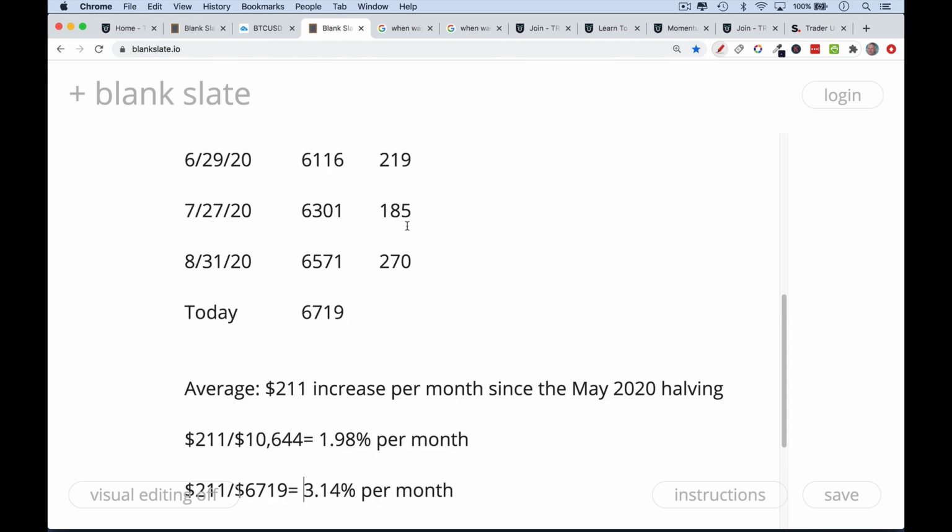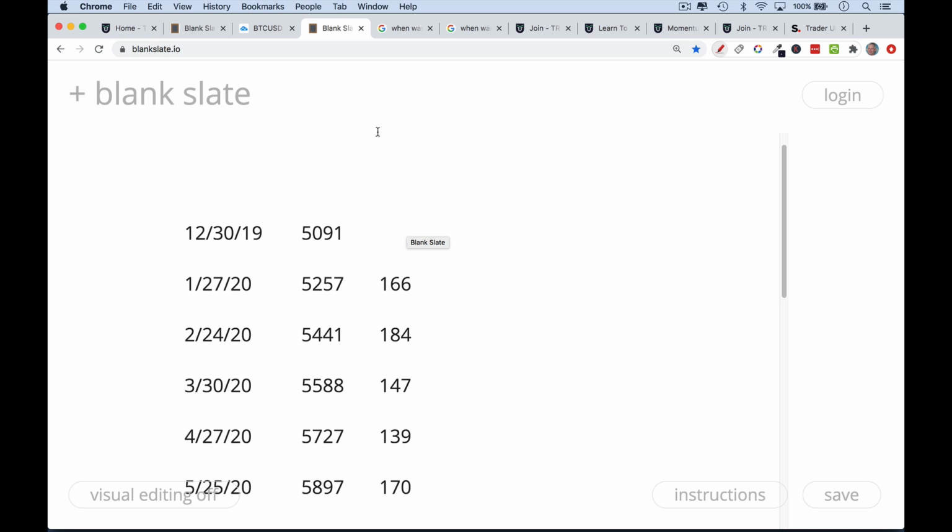So what I've done in this table is I've looked at the price of the 200-week moving average at the end of each month approximately. So at the end of January 2020, at the end of February, at the end of March, etc. And then I've looked at the delta between those months. In other words, what was the slope of the 200-week moving average? How much does it go up every month? And these are really denominated in dollars.